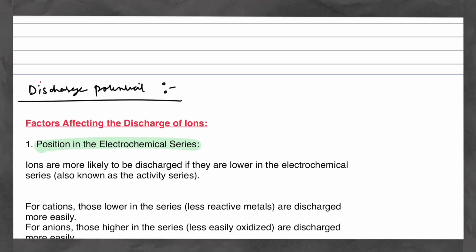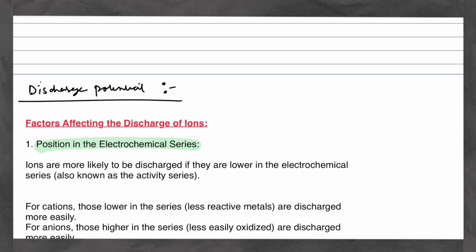So we have the concept that is discharge potential. We have to understand how it is different from the electrochemical series, because the value of discharge potential is also in voltage. In simple terms, we can define discharge potential as the minimum electric potential which is required to cause an ion to gain or lose electrons.